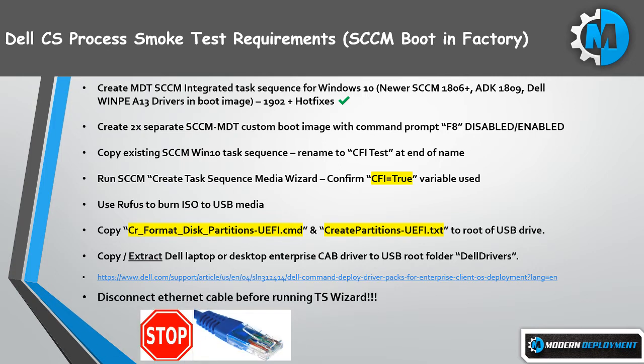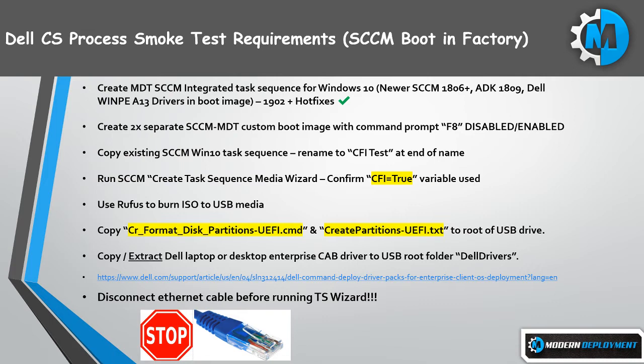And then the final thing you need to do as part of your test is to make sure that you disconnect the Ethernet cable before running the task sequence wizard. So when you boot with the standalone media, physically unplug the Ethernet cable, obviously leave the power cable plugged in, and run the bat file script that will do the partitioning. It will stage the drivers.